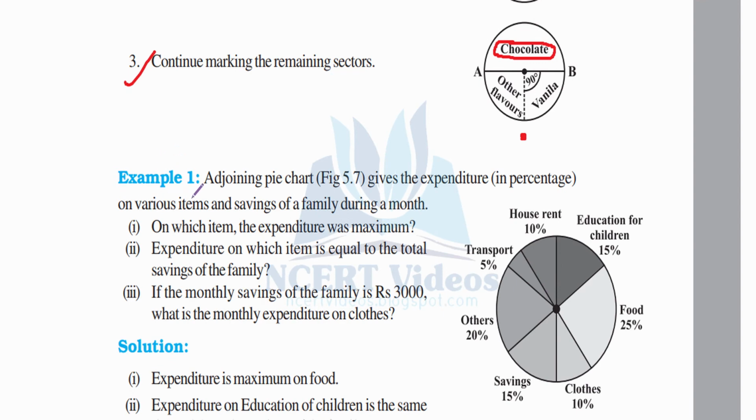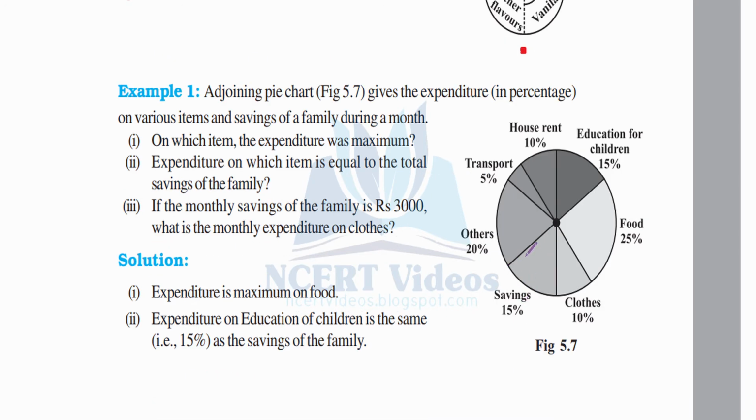Now let's consider this example. The adjoining pie chart over here gives the expenditure in percentages on various items and savings of a family during a month. So we have savings of 15% and the rest of the things are just spendings. That is, transport takes 5%, house rent takes 10%, similarly education and food take 15 and 25% respectively, and other stuff takes 20%, and savings are only 15% of the total income. Based on that, let's try to answer these questions.